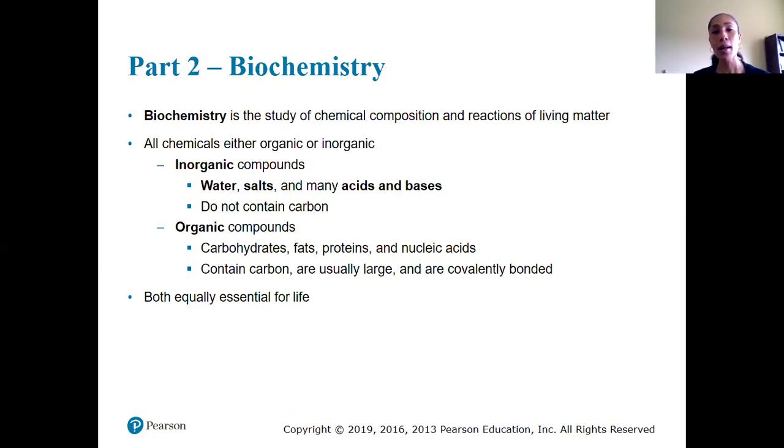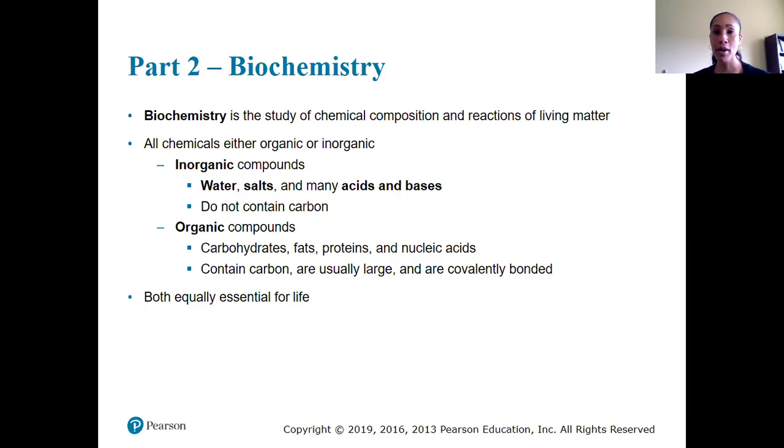Inorganic compounds include water, salts, and many acids and bases. A lot of textbooks will define a substance as inorganic if it does not contain carbon, and organic if it contains carbon. I don't like that definition because let's think about carbon dioxide. Carbon dioxide has carbon in it, but that's not an organic compound. So more specifically, if the substance has carbon and hydrogen, we can comfortably call that substance an organic molecule.